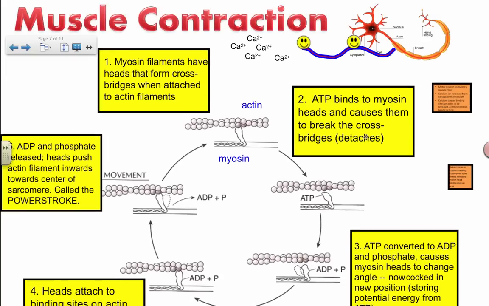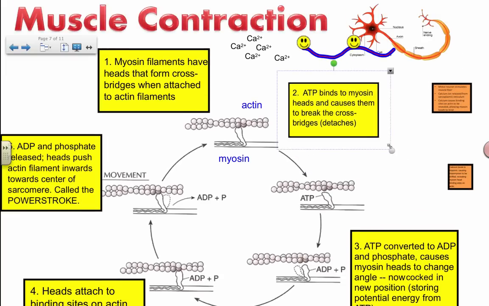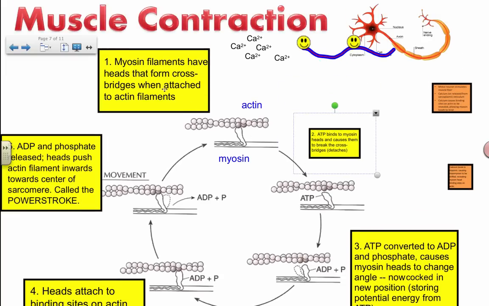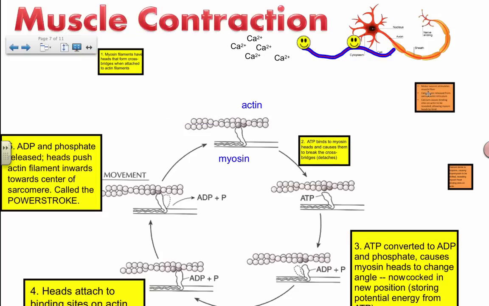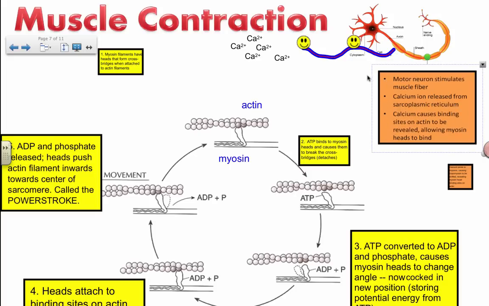The final detail I wanted to mention involves calcium ions, and there are two more proteins involved in this. We have actin, we have myosin, and there are two others called troponin and tropomyosin. I'm going to use a smiley face, a squiggly line, and some calcium ions to help illustrate this a little bit.